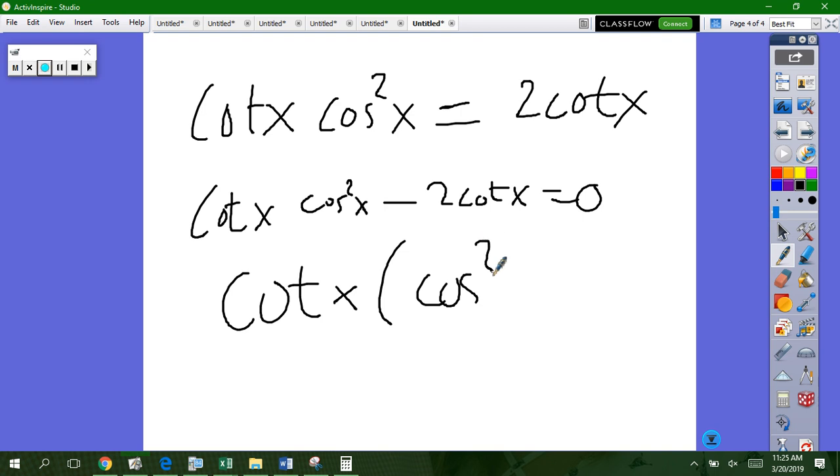So cosine squared of x minus 2. Now I have a number times a binomial, so don't I just set each of those guys equal to 0? I have a binomial times a number, right? Because isn't this right here just a number? Cotangent of x, that's a number, right? You don't think of it as a number, but it is a number. When I plug a value in, don't I get a number?